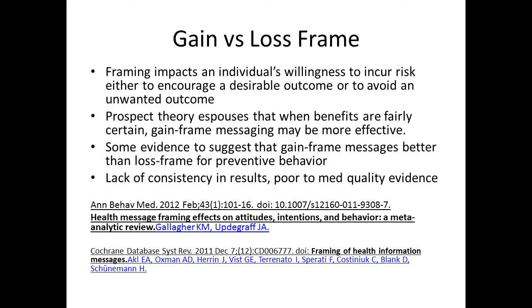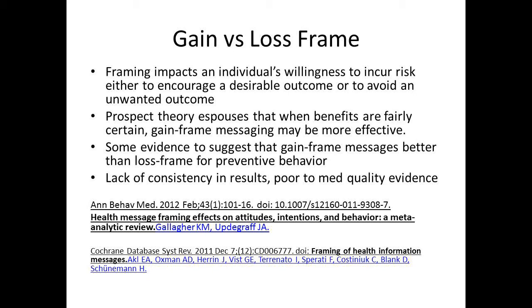So I think it's interesting to read about the gain and loss frame systems because it's really thought that the framing impacts the individual's willingness to incur risk, either to encourage a desirable outcome or actually to avoid an unwanted outcome. There's another theory that suggests, and this is prospect theory, that when benefits are fairly certain, the gain frame may be more effective. But it's interesting to me that there's a real lack of consistency in the results regarding gain frame and loss frame messaging.